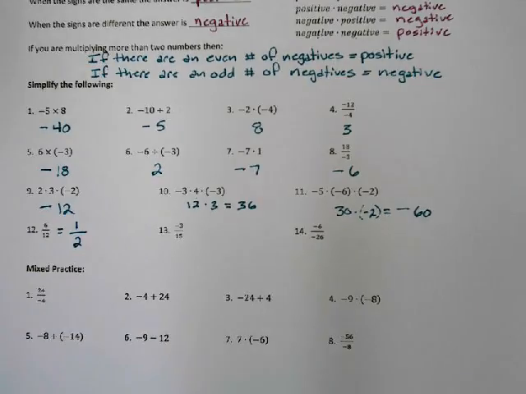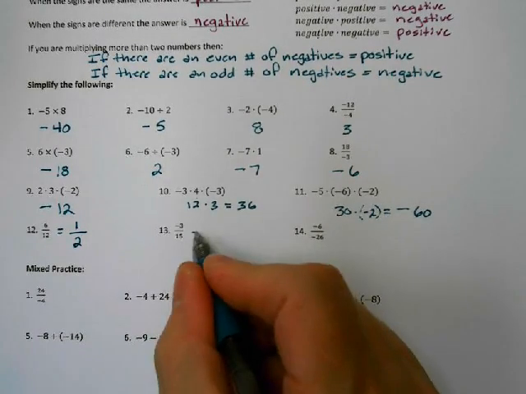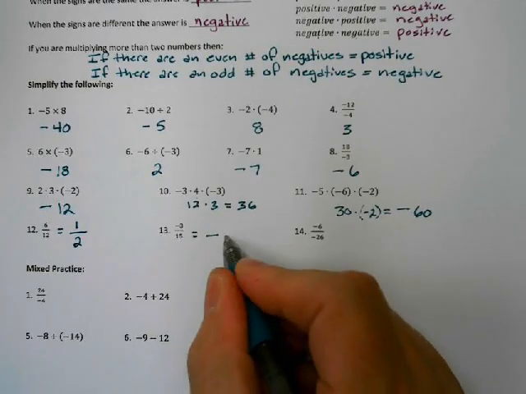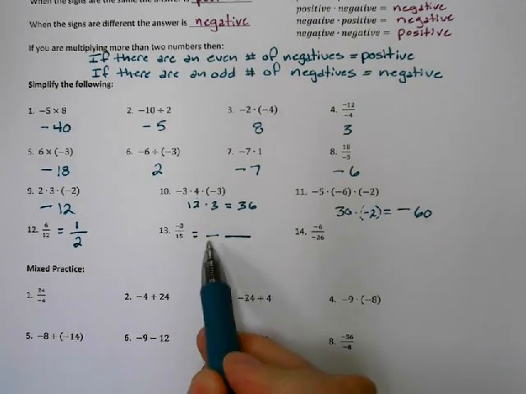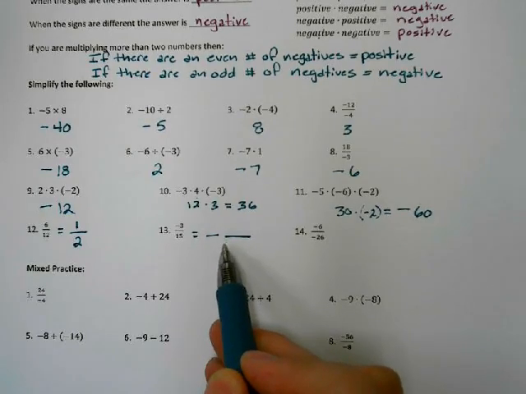Next one, I've got a negative divided by positive. That's different signs. Our answer is going to be negative. The negative can go to the side. It can go on top. Or sometimes even people put it on the bottom. I usually put it to the side here.